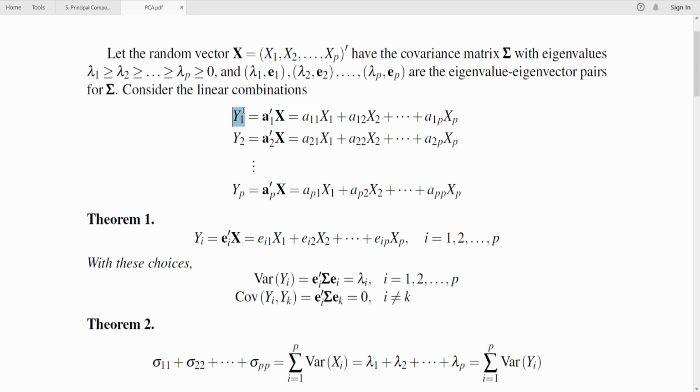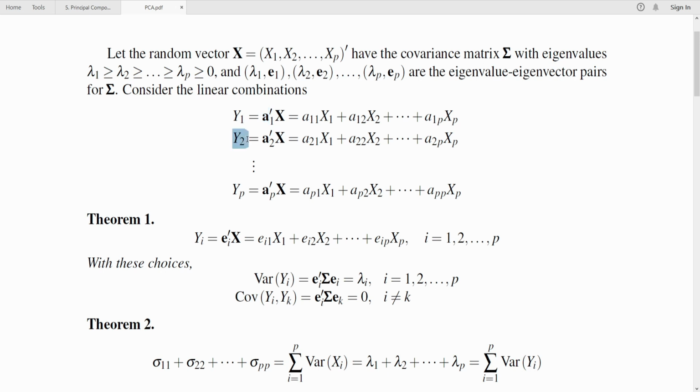So to get our first principal component, it is easy. We just want to maximize the variance, and the variance of a linear combination defined like this, where x is our random vector, is A1 transposed, then the covariance of x, that is our sigma, and A1. So it should look something like this, but instead of E, we have A. And then we maximize subject to A1 transposed A1 equal to 1.